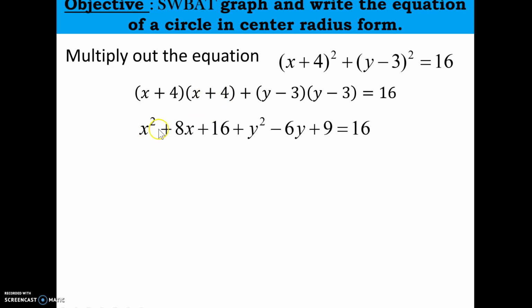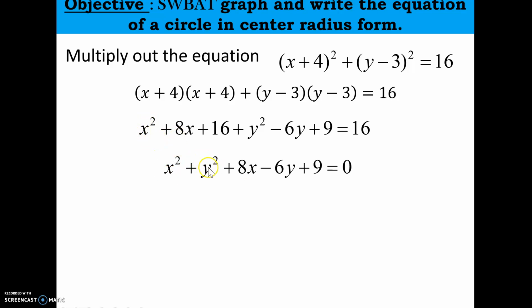If you do the distributive property, then you get x squared plus 8x plus 16. Here you're going to get y squared minus 6y plus 9 equals 16. Okay, so we just distributed and got this expansion. And when you expand it, let's see if we can combine like terms. If we rearrange it from the highest degree to the lowest degree, it's just going to look like this.